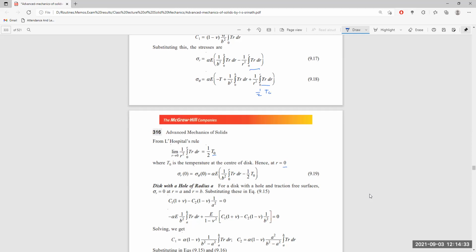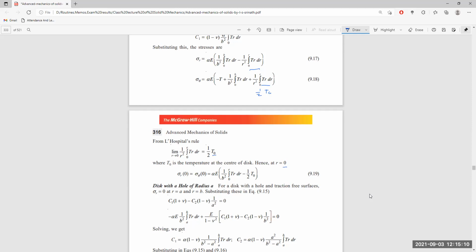Next, let us consider this with a hole of radius A. Say, now we are thinking of a hollow disk itself. Now, with this type, sigma r is equal to 0 where r is equal to A and r is equal to B, both at the inner radius of the hole and the radius of the outer side. So C1 into 1 plus gamma minus C2 into 1 minus gamma divided by 1 by A square is equal to 0.